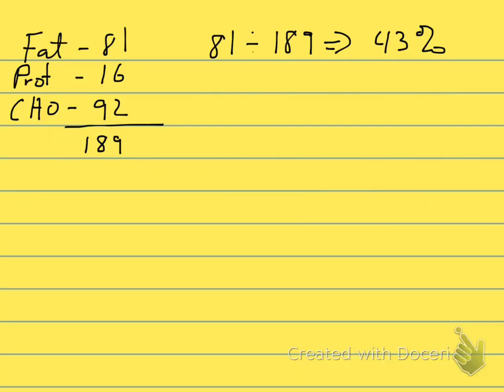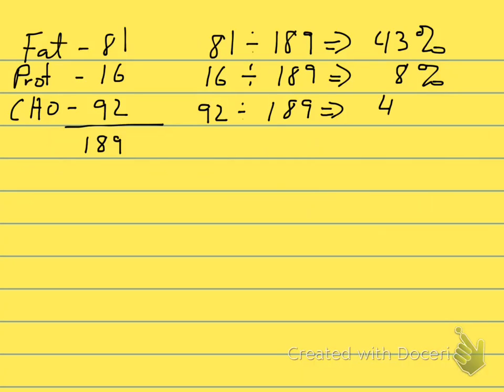Okay? If I do the same thing for the protein, I take 16 and I'm going to divide that by 189. That's going to yield 8% calories coming from protein. And then I do the same thing for the carbohydrates. I've got 92 calories from carbohydrate, and that's into 189. That's going to give me 49% calories from carbohydrate.